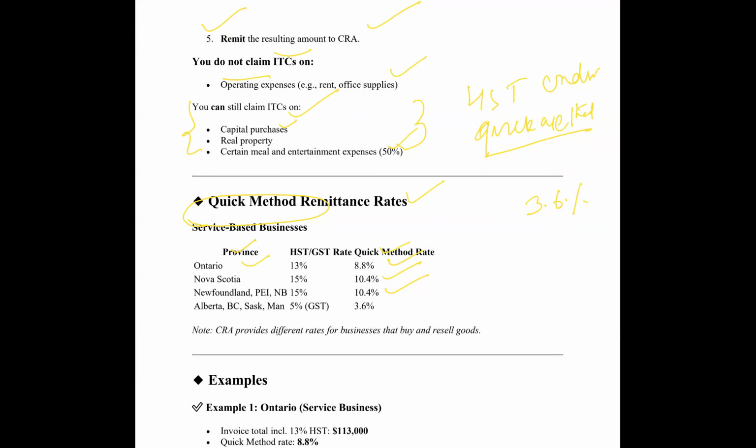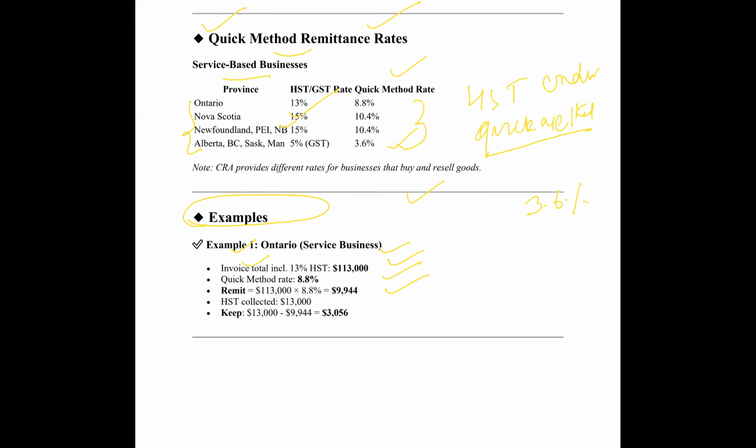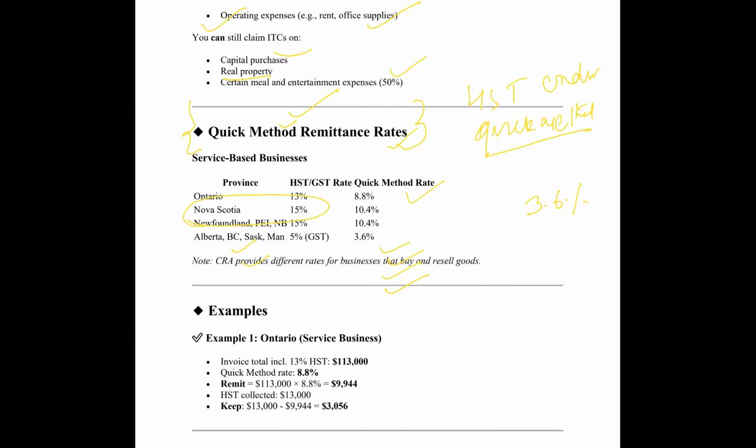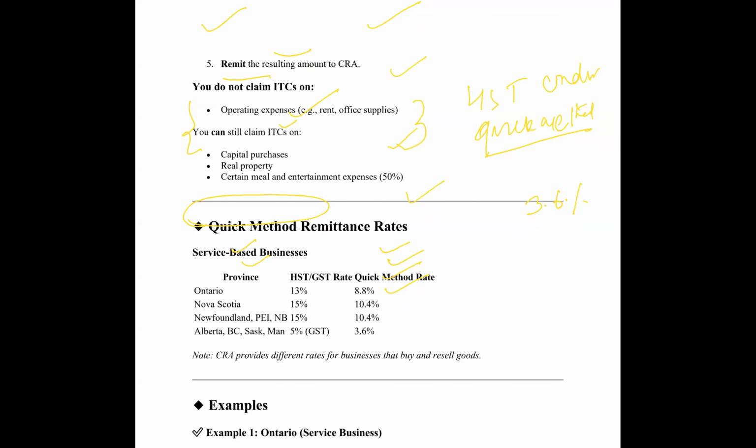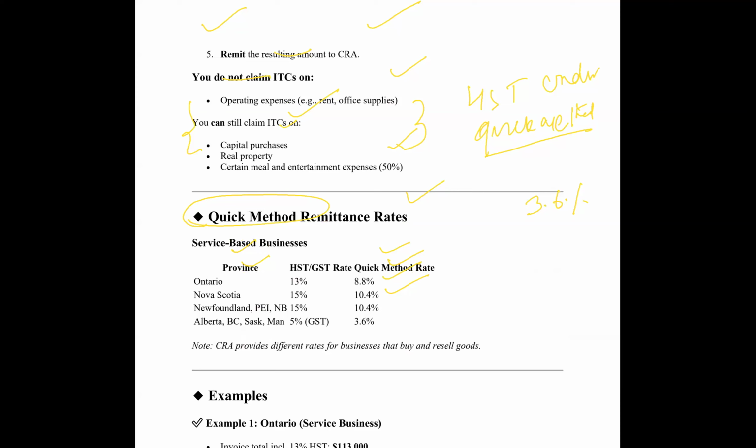Sir, for the quick method, can we collect the HST? Yes, you must collect the HST. Suppose you issue an invoice of say $10,000, then you have to write $10,000 plus 13% HST, which means $11,300. So you'll be collecting the HST on each invoice. The only difference is that you can't claim the input tax credit, ITC. And you have to multiply the gross value with the specific rate as per the province and as per the organization.